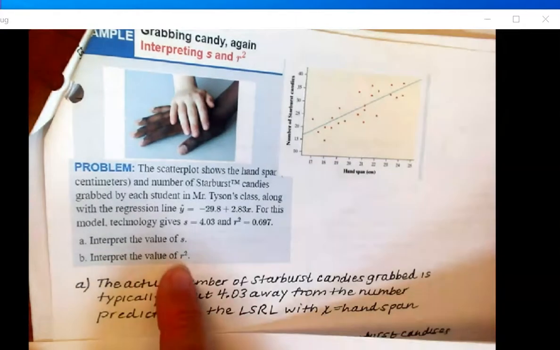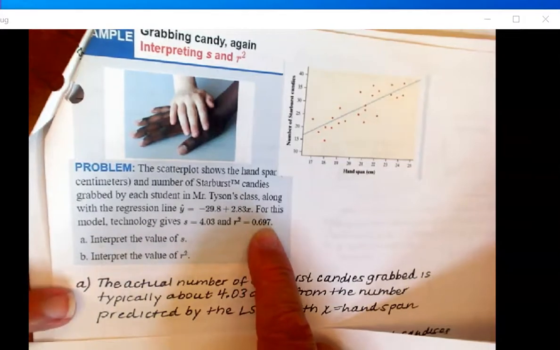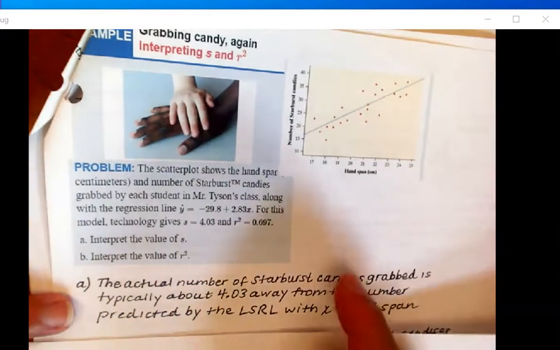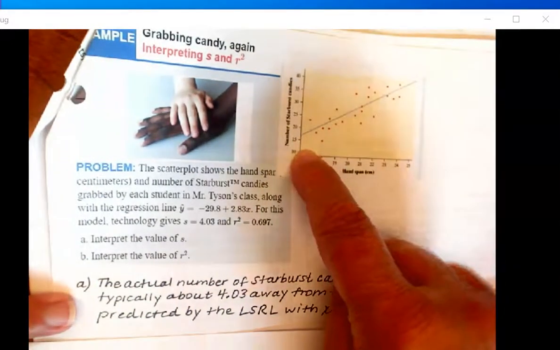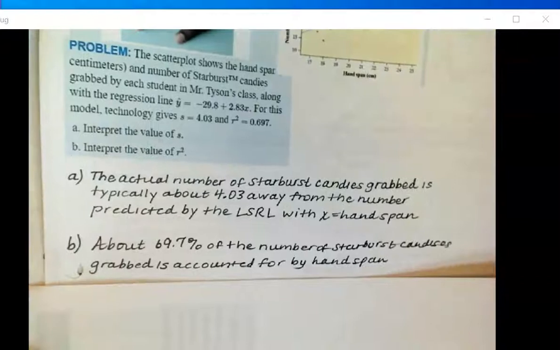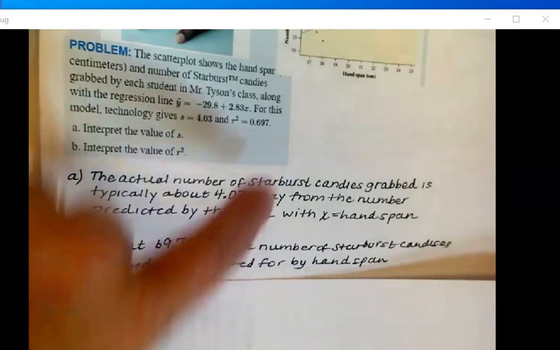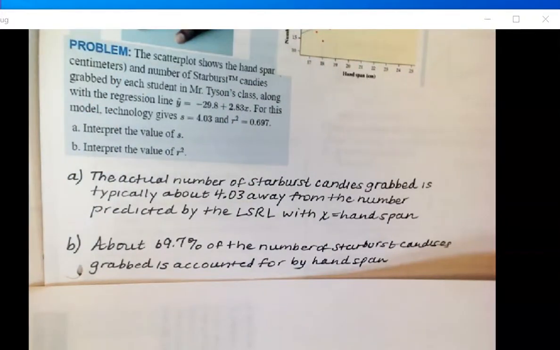Okay, so now let's interpret what R squared is, the coefficient of determination. So we want to change that to 69.7. So you would say, in my words, 69.7% of the amount of starburst candies grabbed is determined by handspan. So about 69.7% of the number of starburst candies grabbed is accounted for by handspan. So that's what it is. Like, how much is this determining this? And it's in a percentage. And that is how you would interpret R squared.